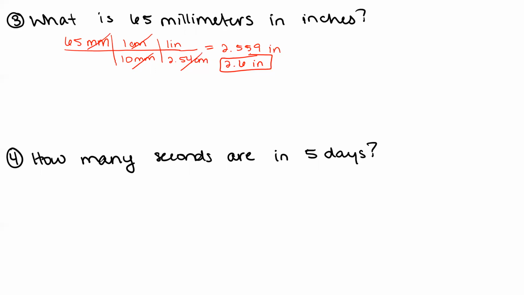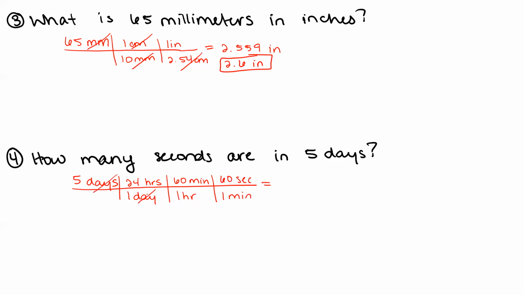So moving on to the next problem, now we want to know how many seconds are in 5 days. This is a problem where we're going to have multiple steps. You could shorten those, or you could just do them in the elongated form. It doesn't really matter. So we'll start with our 5 days. And then we're going to say that 1 day is 24 hours. And we know that 1 hour is 60 minutes, and that 1 minute has 60 seconds.